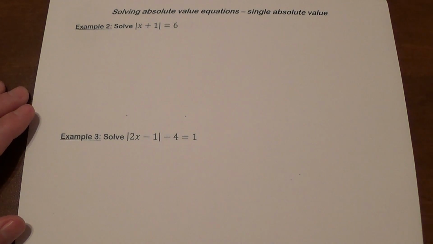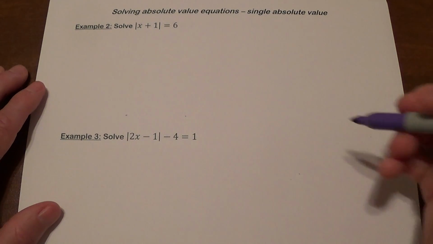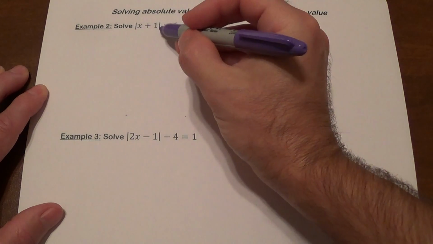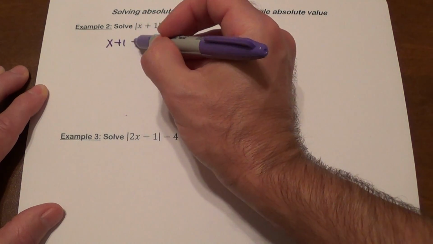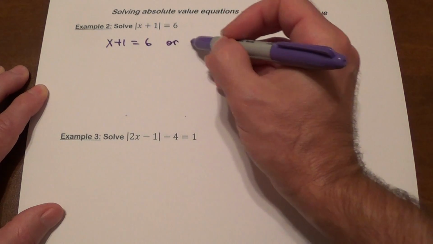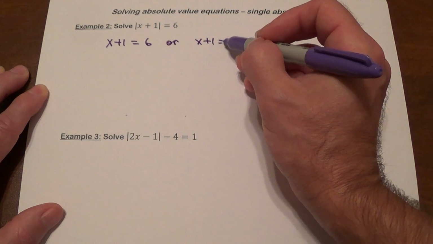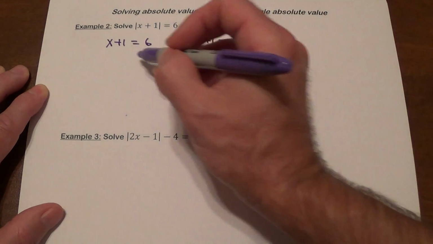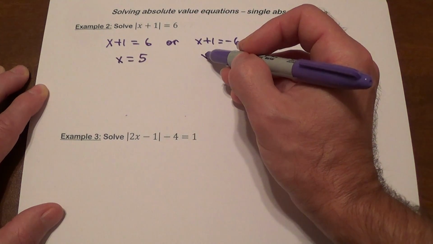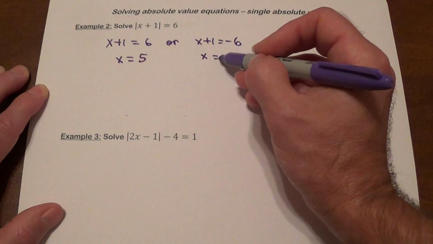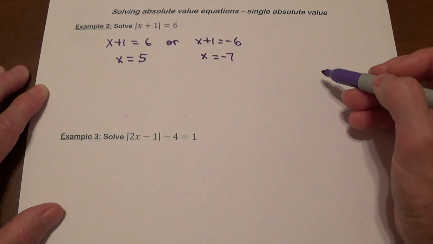So here's our example 2. So what are we going to do here? Since the absolute value is alone, we're going to say x plus 1 equals 6 or x plus 1 equals negative 6. We solve each equation, which this one gives us x equals 5. This one gives us x equals negative 7.